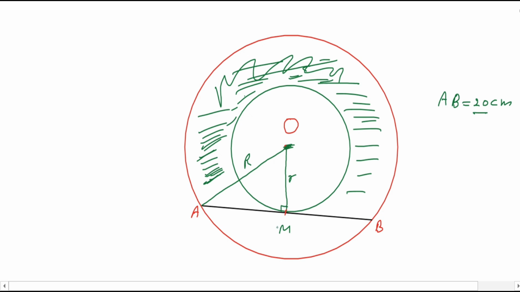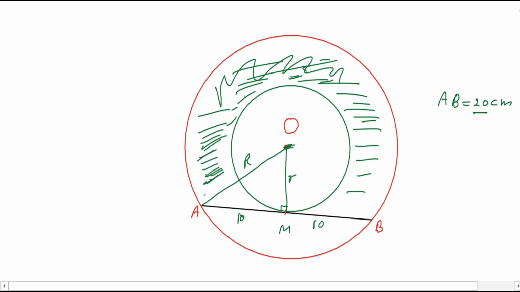So if we use a property for the bigger circle, that means AB is a chord and M is the midpoint of the chord. If we draw a perpendicular from the center to a given chord, that perpendicular bisects the given chord. So from here we can conclude that if AB is 20 centimeter, then AM will be 10 centimeter, and MB will also be 10 centimeter.